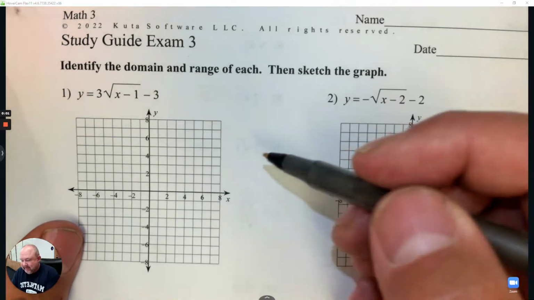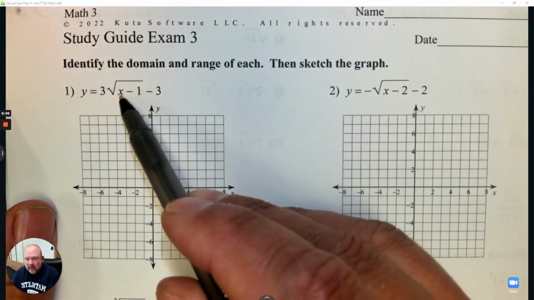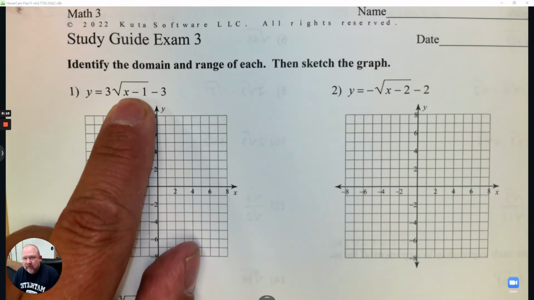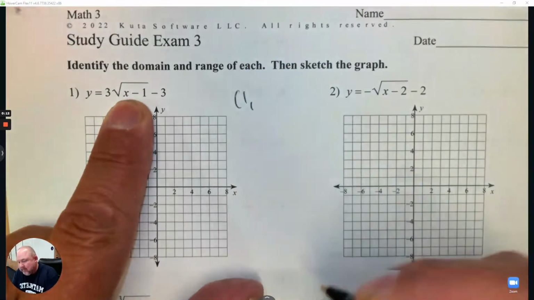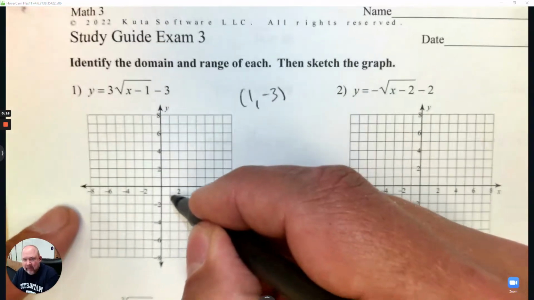All right, the study guide. Let's do some graphing, other stuff. So I want to graph a square root. So h, k is important to me. H is under the square root sign, but you change the sign. K is -3, and that's where your graph starts. So let's start at 1 and -3.